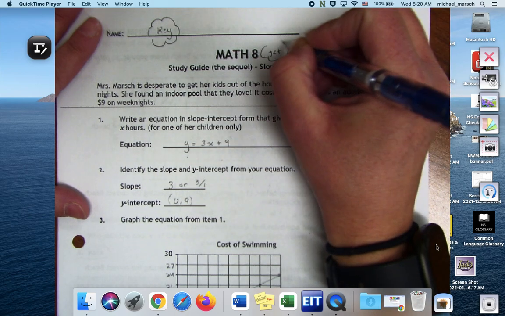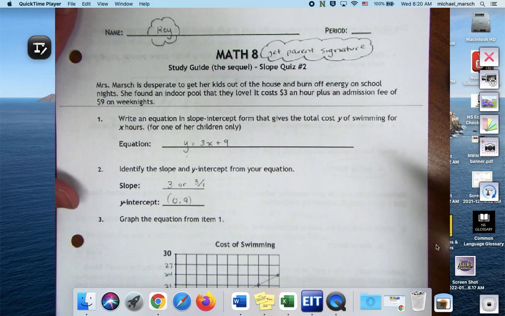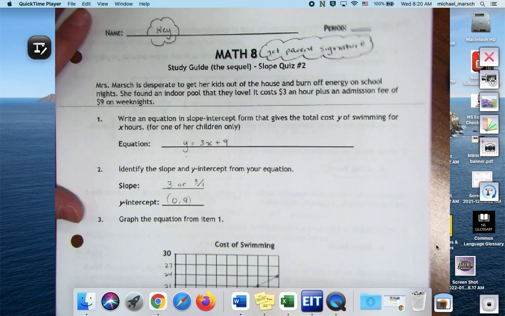That is going to count as a grade. You need to get your parents to sign that you have completed this study guide.